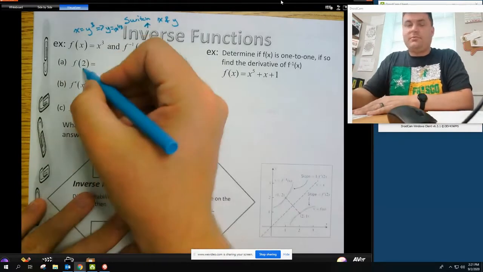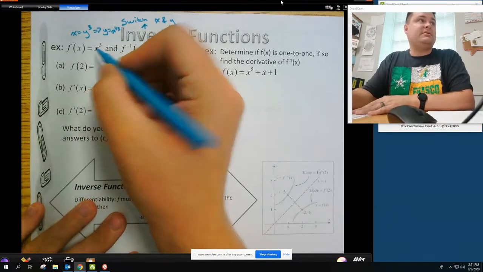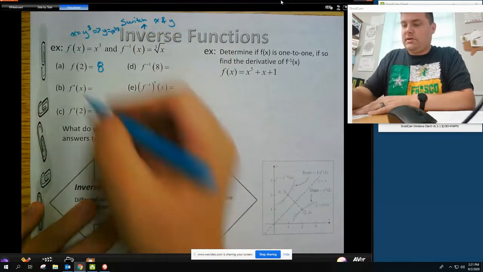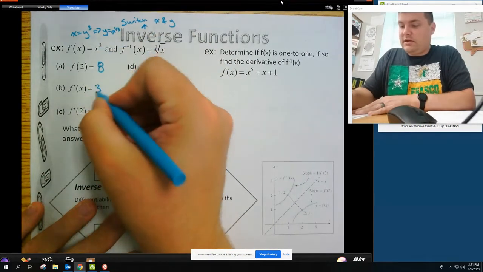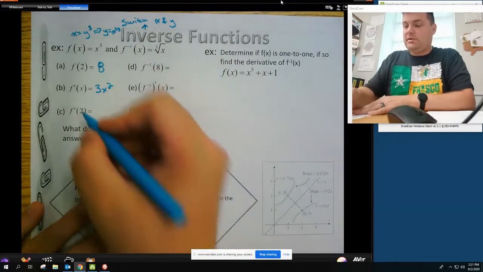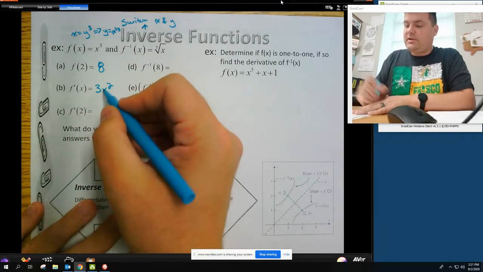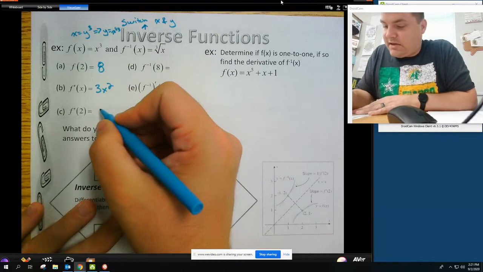So f of 2, so we plug in a 2, you're going to get 8. F prime is going to be 3x squared. And f prime of 2, so plug in a 2 into here, and we're going to get, looks like a 12.